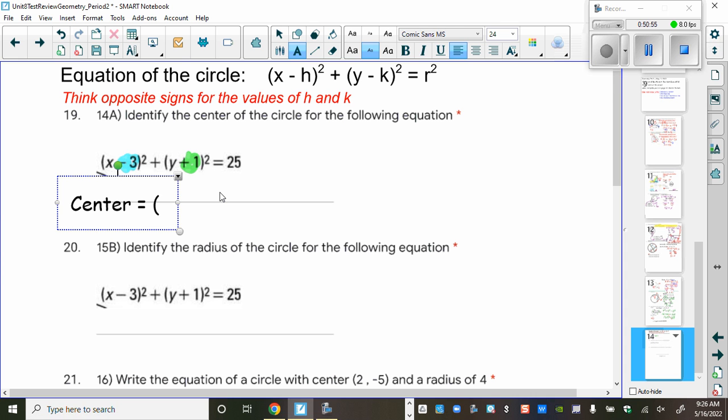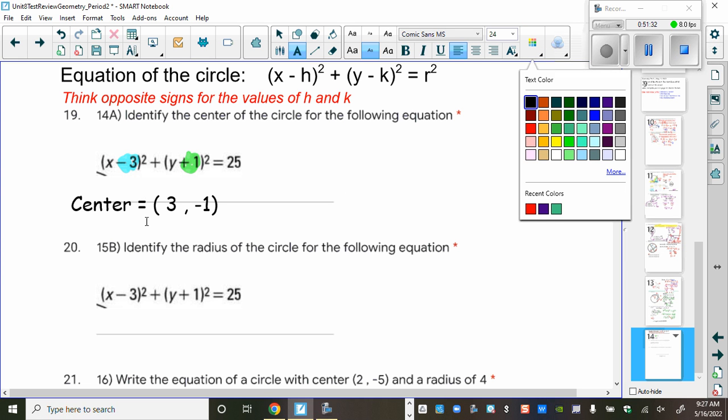I'll give you a hint. Look what's in red. What does red tell us to do with the numbers that we see? Yep. So a -3, is it going to stay -3 or is it going to be positive? So my center is going to be 3, comma, and then what's the opposite of +1? -1. Yep, you got to do opposites. Opposite signs. Gotta get those opposite signs, folks.